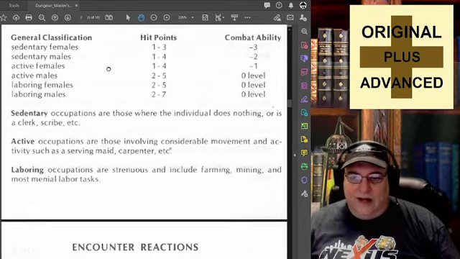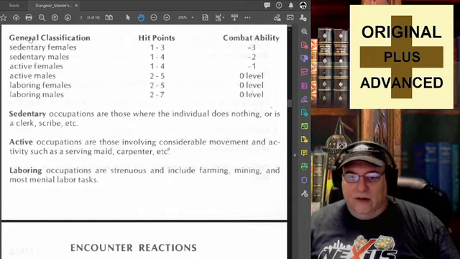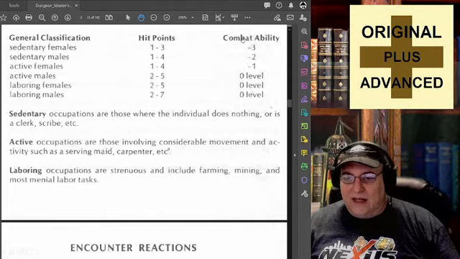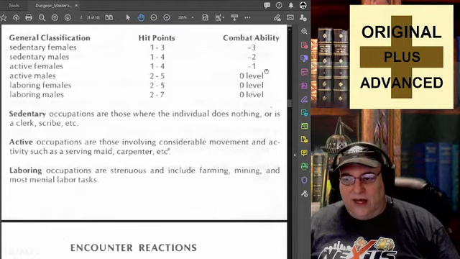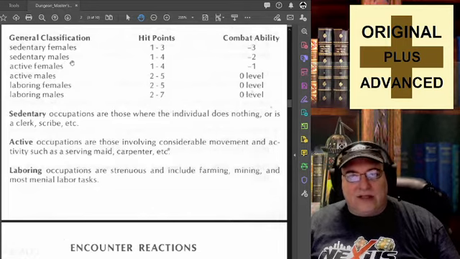And here's where I gotta change things, obviously. General classification, hit points, and combat abilities are the column headers. Sedentary females, sedentary males, active males, laboring females, laboring males. Just general hit points for them, and combat ability, which is usually not good. I would suggest changing this to children and adults.